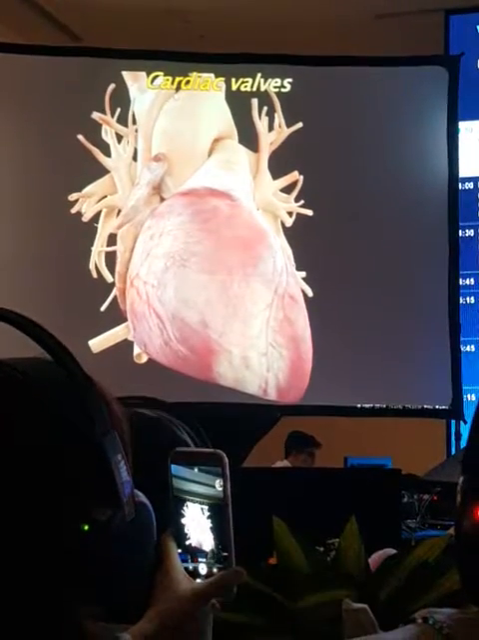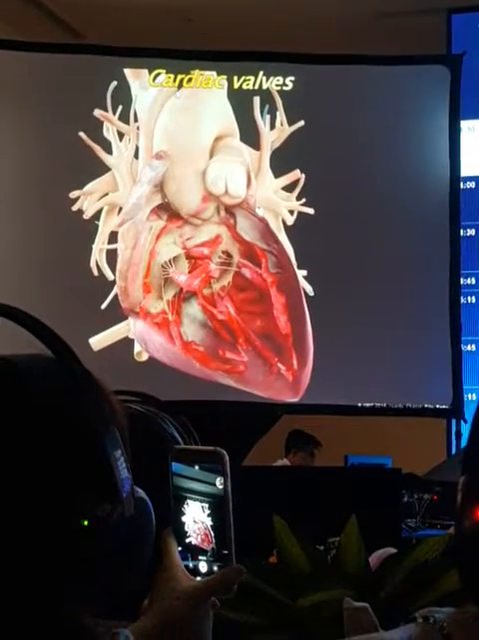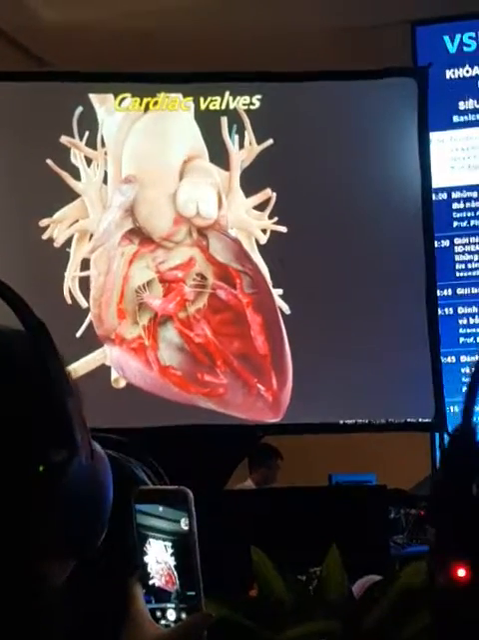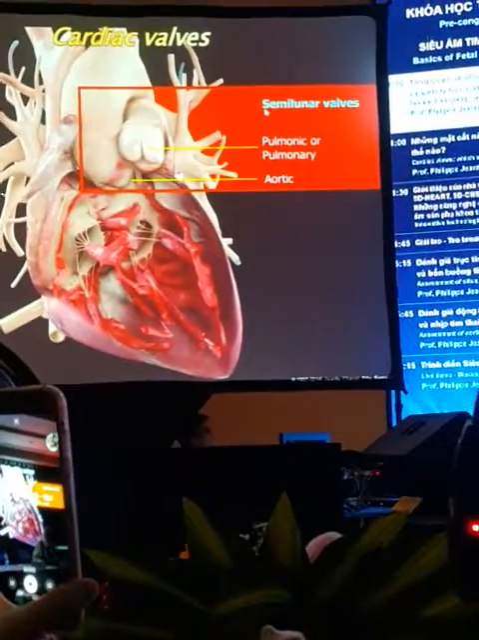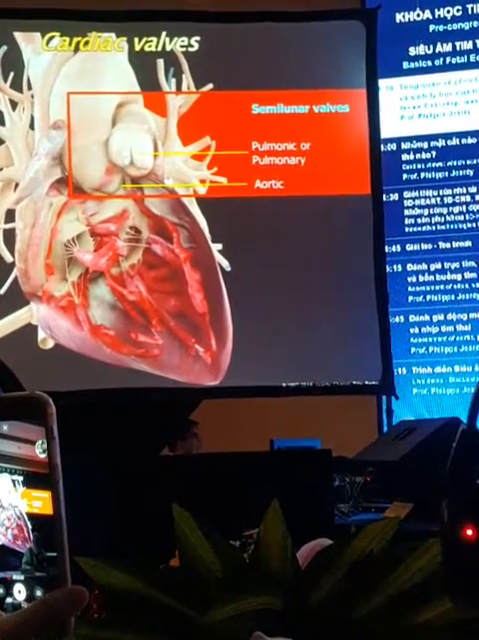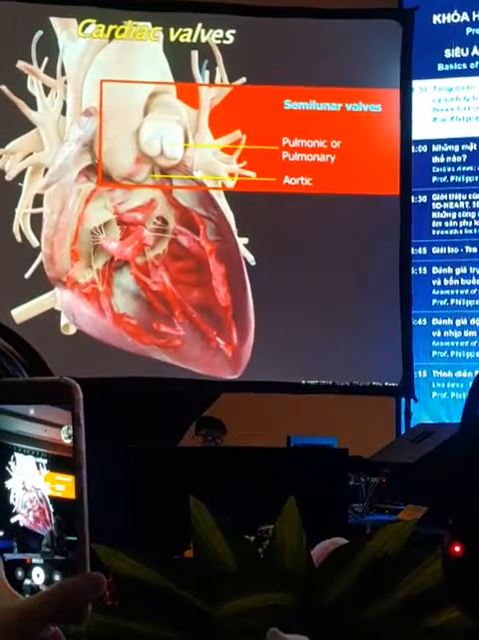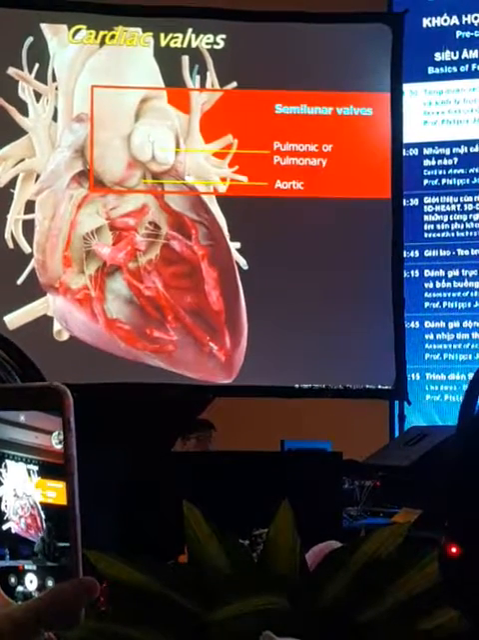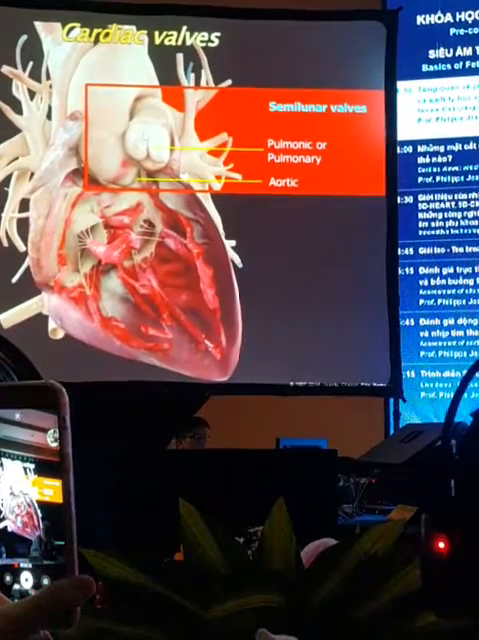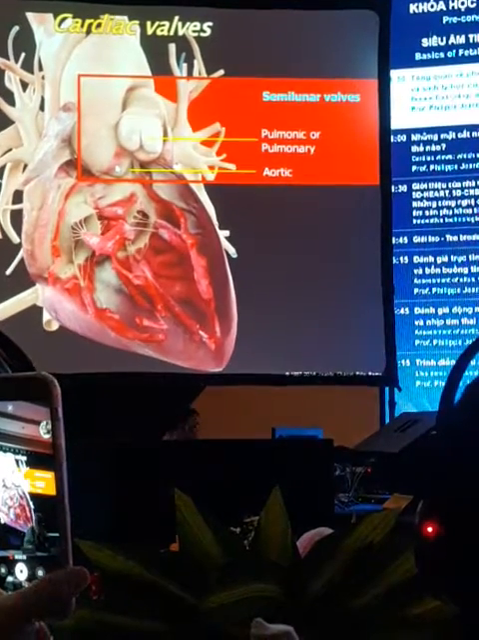So now let's look at the cardiac valves. I'm going to melt the heart so you can see inside the heart the four different valves. In the outflow, we have the semilunar valves, and they include the pulmonic or pulmonary, if that's how you want to call it, and the aortic valve. Notice that the pulmonic valve is almost outside the heart. There is no cardiac structure surrounding the pulmonic valve, while the aortic valve is more inside the heart.